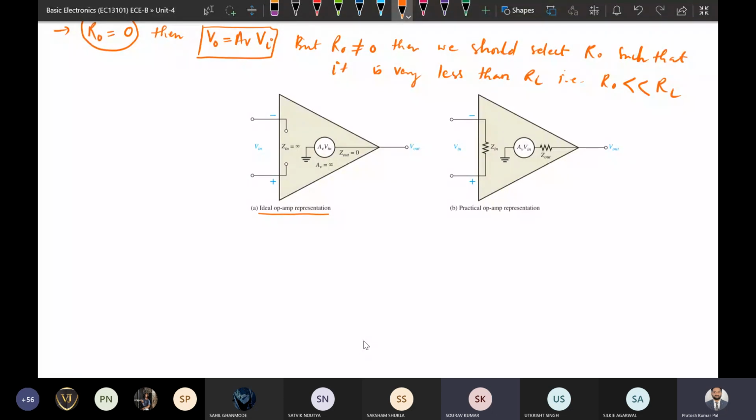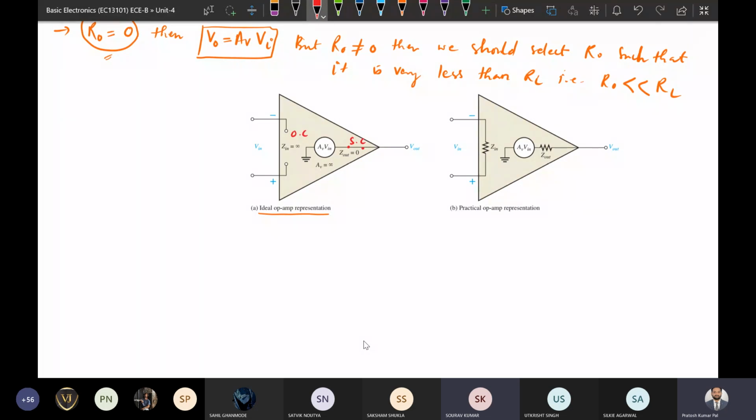If it is infinity, that means it can be taken as an open circuit. And the output resistance would be 0. So for the ideal case, the Z out is 0. Zero resistance means it is a short circuit. So here it is an open circuit, and here it is a short circuit. This is the case of the ideal operational amplifier.